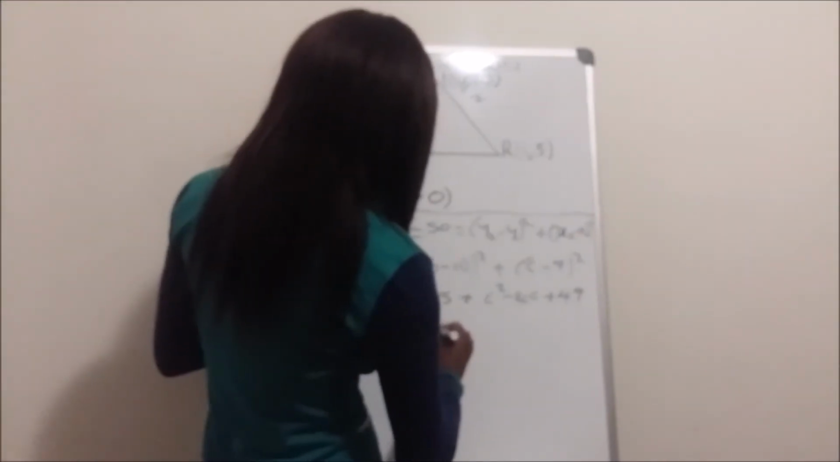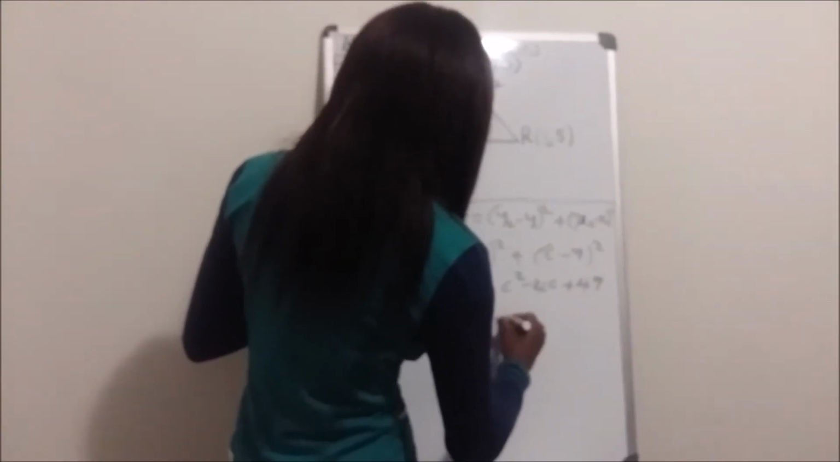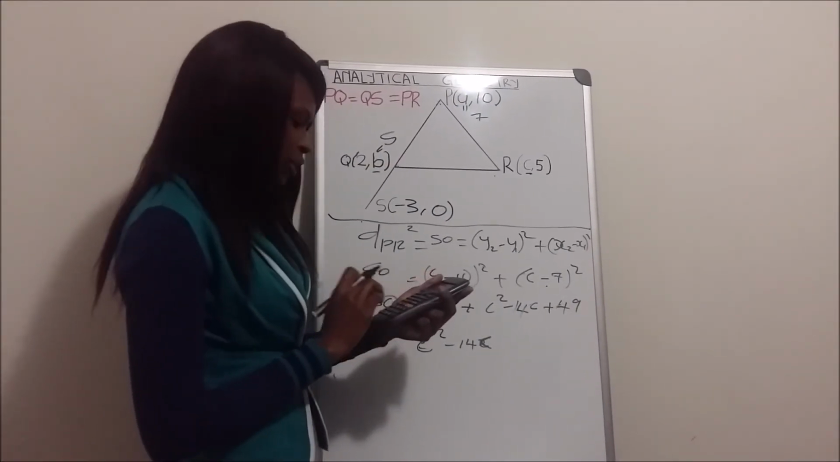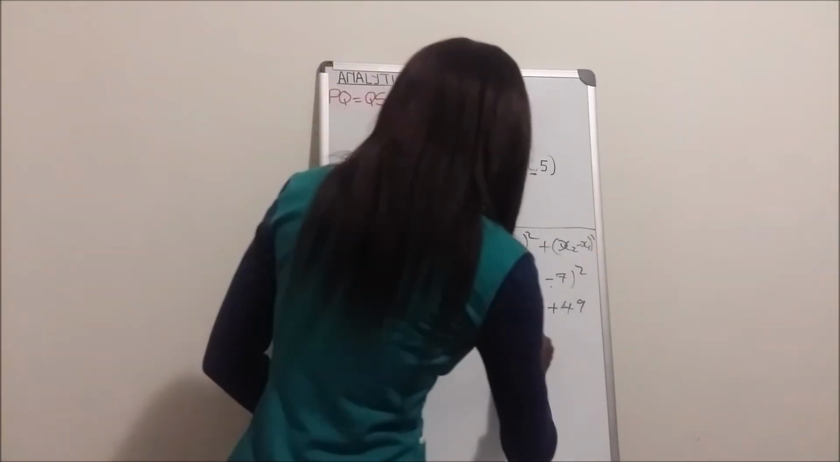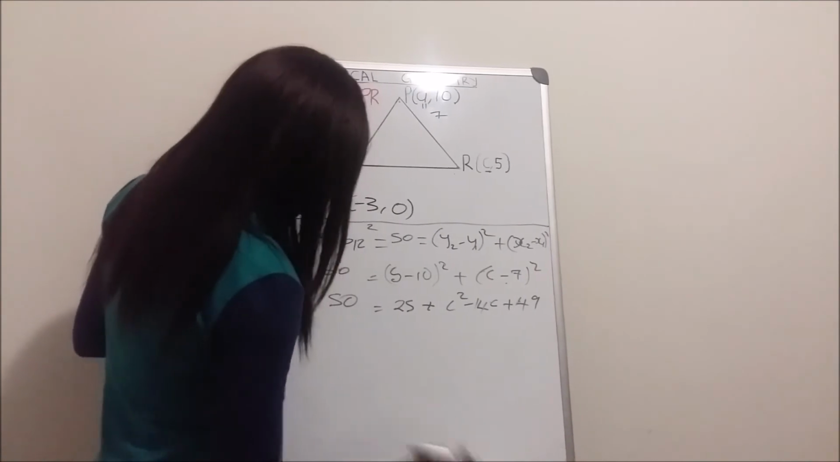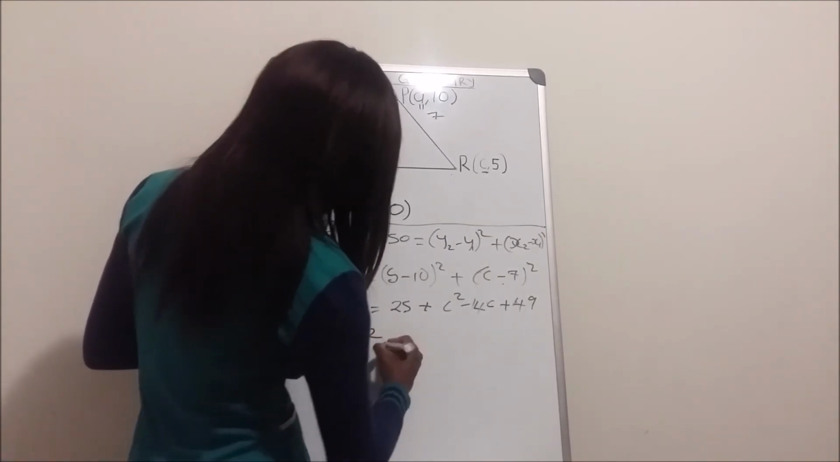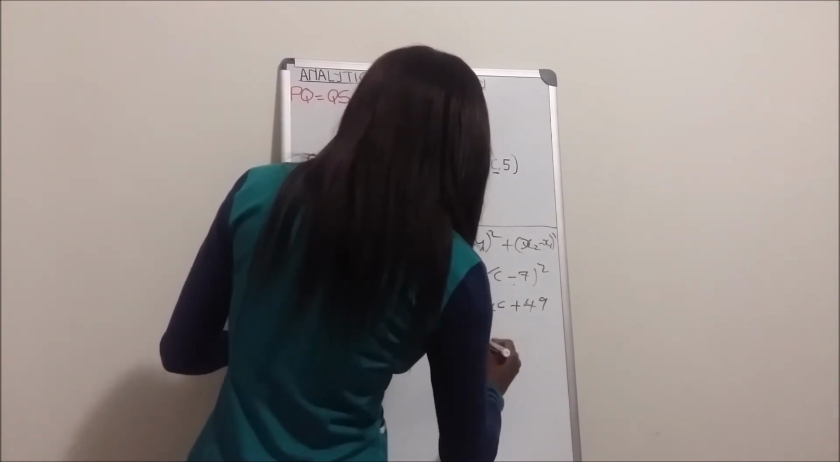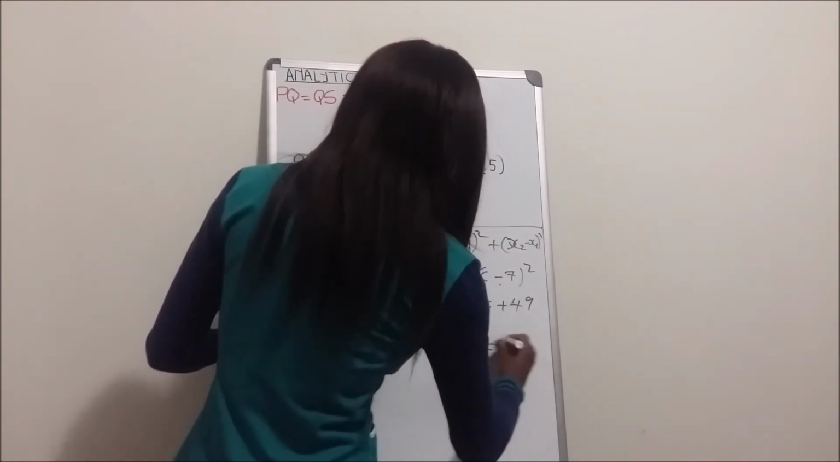Then we have c squared minus 14c plus 25 plus 49 minus 50. It will be equals to plus 24. Sorry, let me just write the side. It will be c squared minus 14c plus 24 is equals to 0.